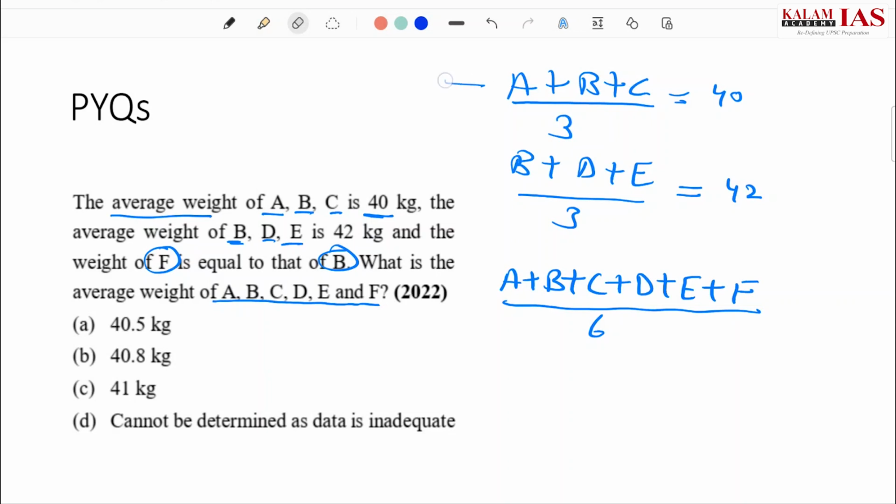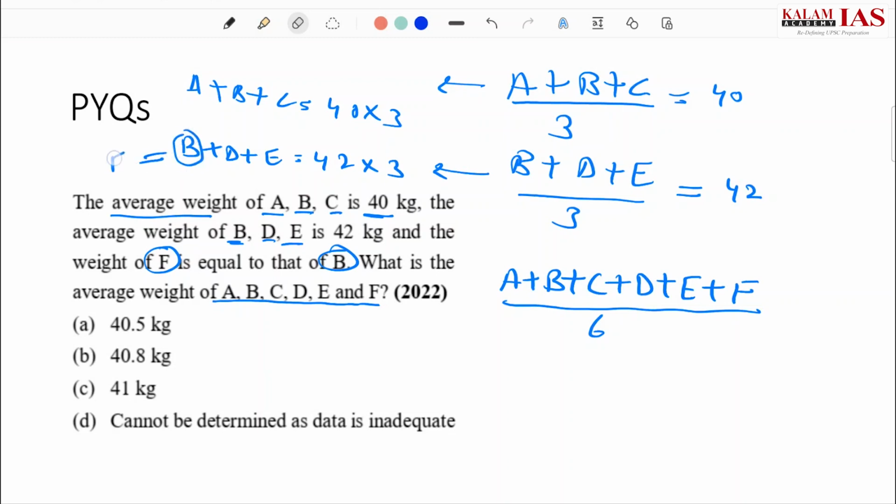Now the value of A plus B plus C from here we can see is 40 into 3, and value of B plus D plus E is equals to 42 into 3. Now it is also given the weight of F is equals to weight of B. That means D plus E plus F is equals to 42 into 3.